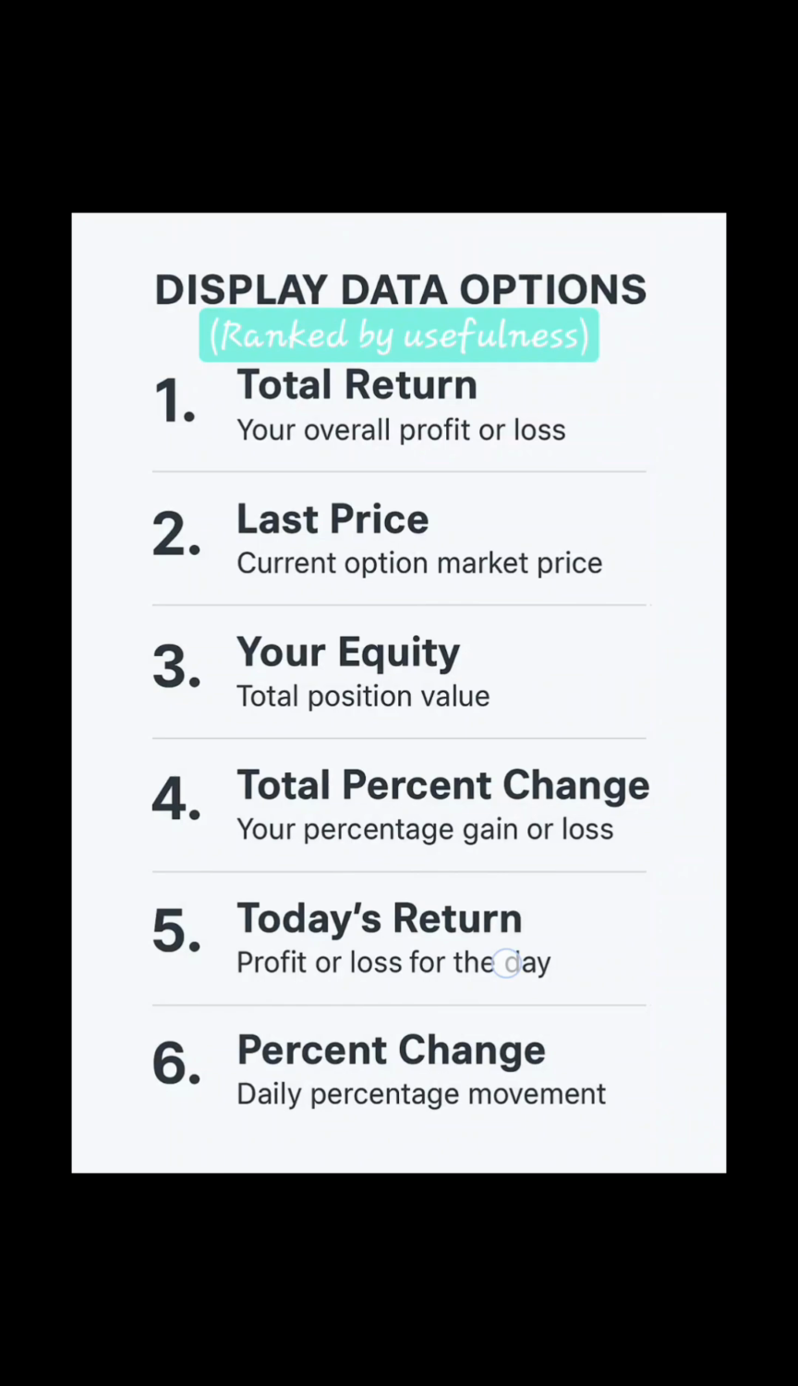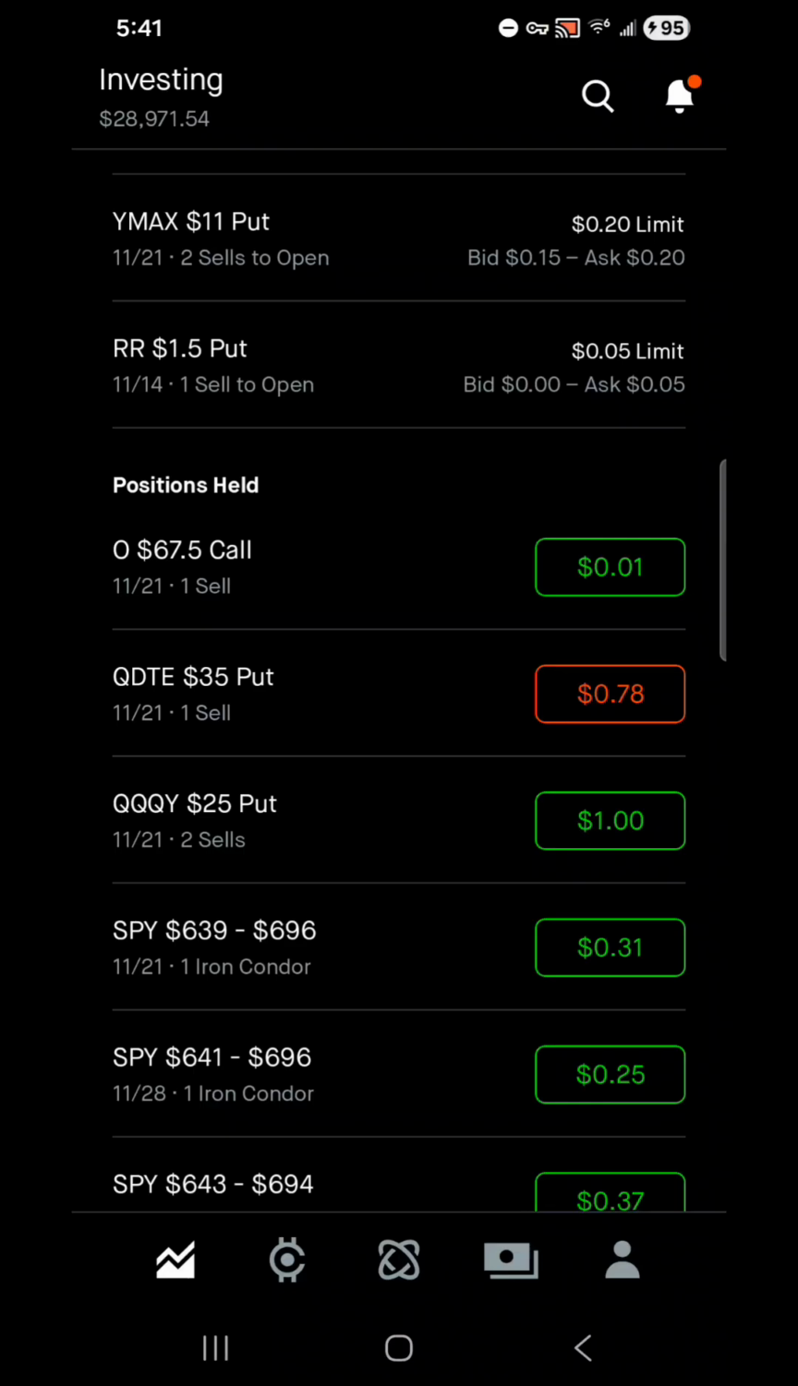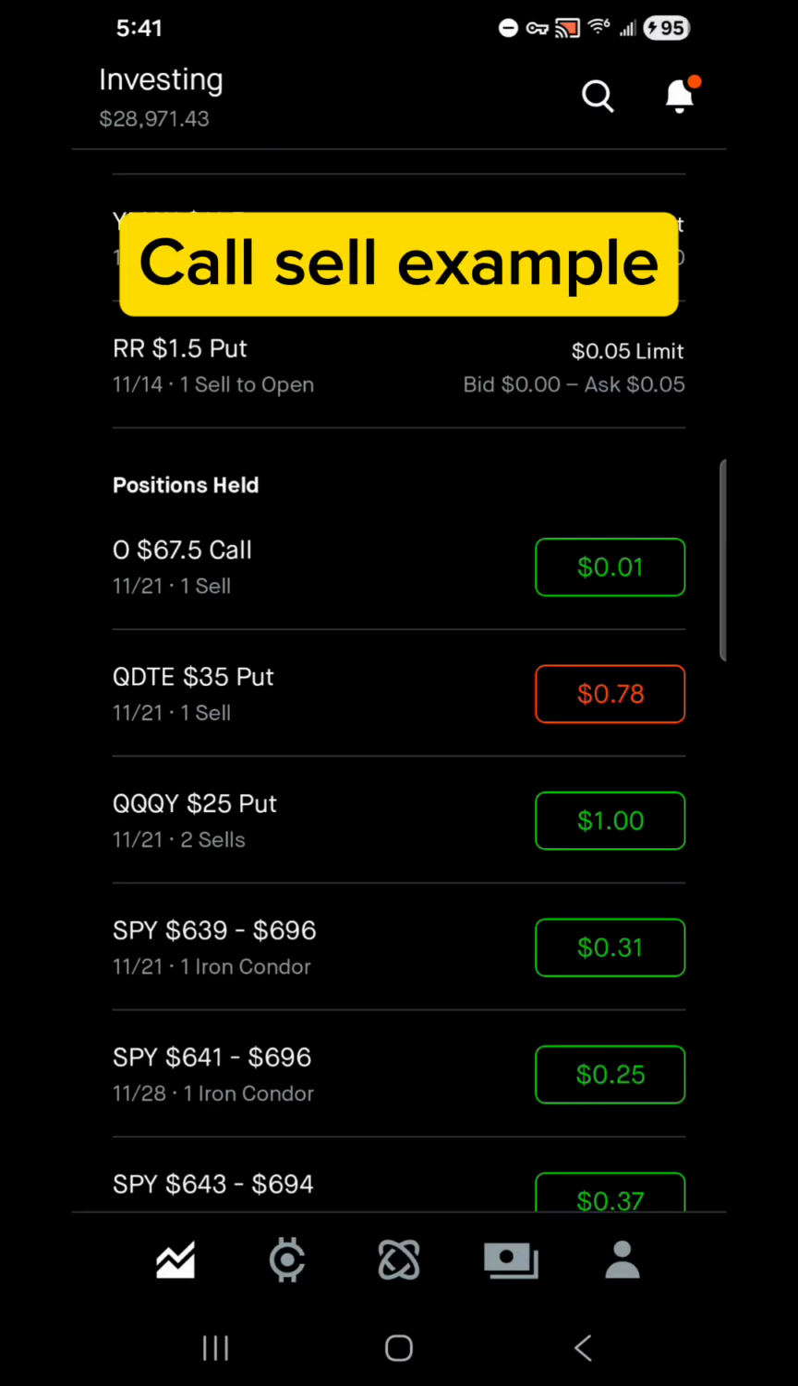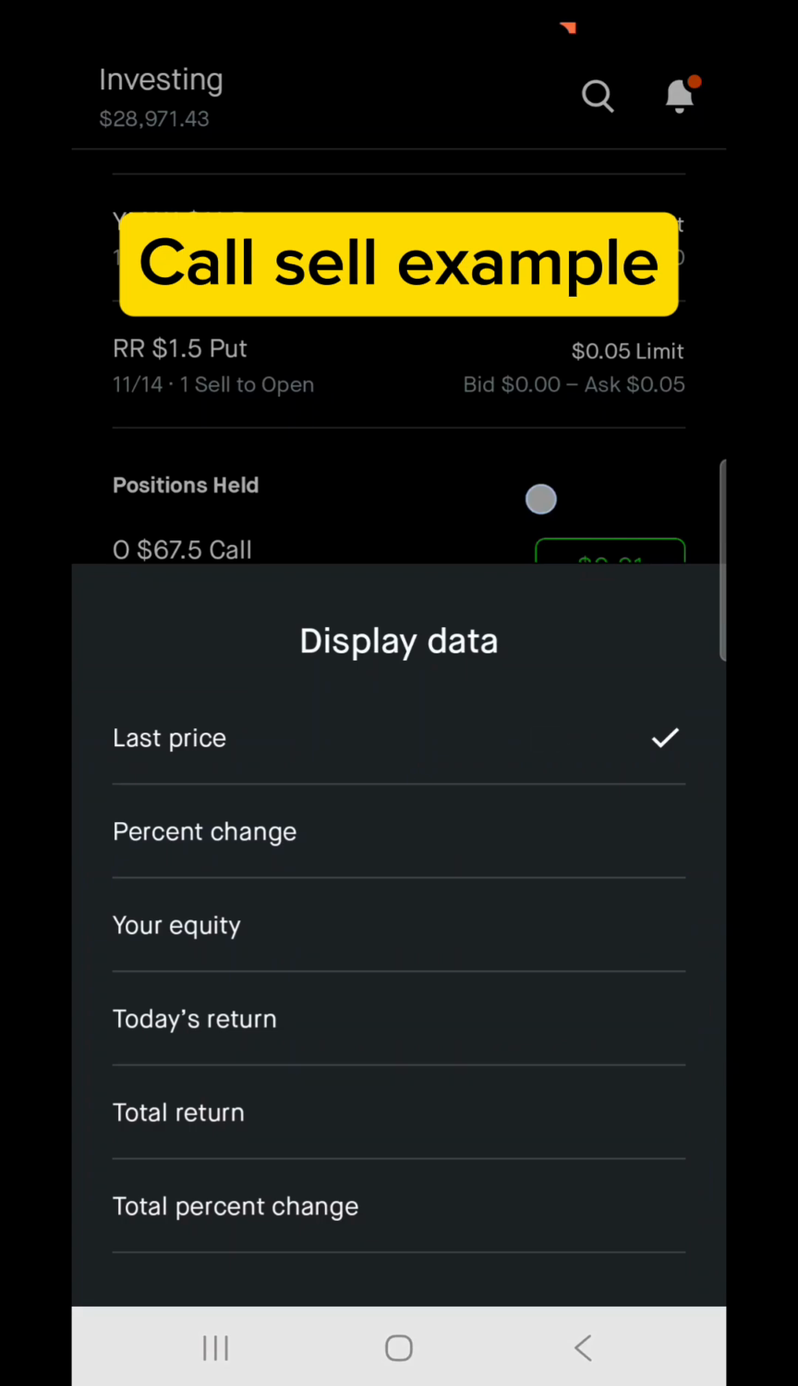And then the rest of those, percent change, today's return, percent change, daily movement. Those I don't really care much about because these things can swing like plus or minus 20%, 50%, 100% during the course of a day. And in terms of options, these things are on the timeline of days instead of minute by minute. So those bottom three aren't too useful to me, but the total return, last price, those are the ones I use the most. For example, right now we're set to last price.